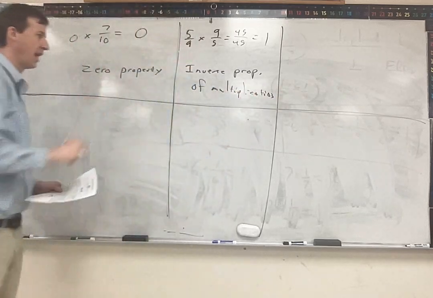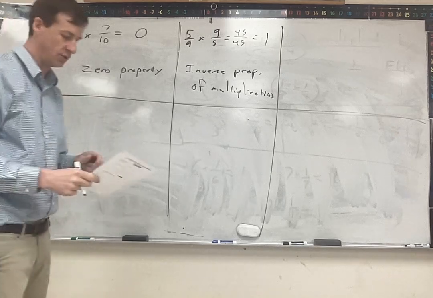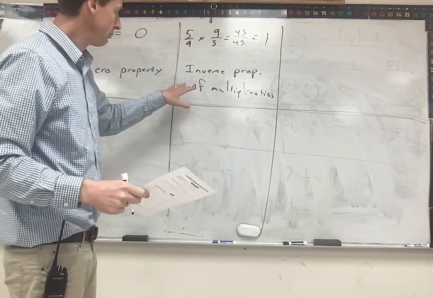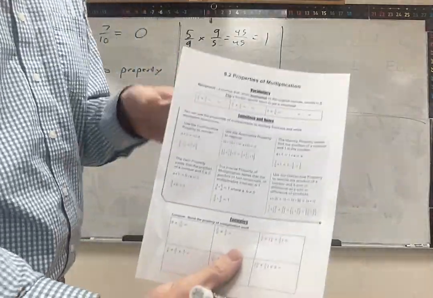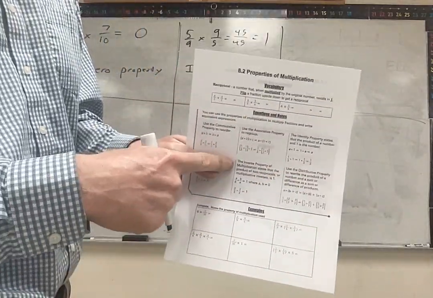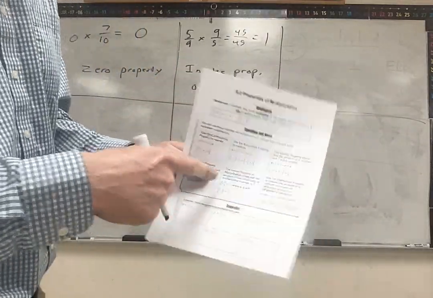I didn't write of multiplication here, but this is the 0 property of multiplication. Where am I getting that from? So when you're doing your homework, just be looking at this chart. Boom, right there is the inverse property of multiplication.